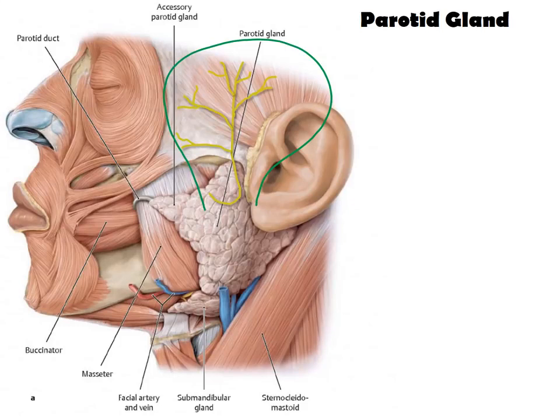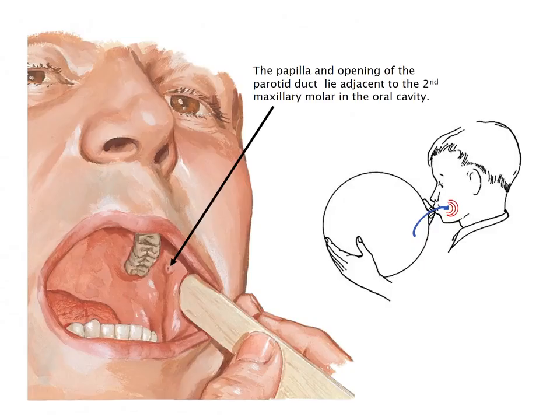The parotid gland secretes saliva into the parotid duct, which is also known as Stenson's duct. This duct extends anteriorly from the gland and it pierces the buccal fat pad and the buccinator muscle in order to enter the oral cavity. Within the oral cavity, the papilla and opening of the parotid duct lie adjacent to the second maxillary molar.